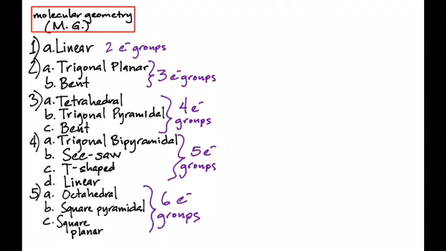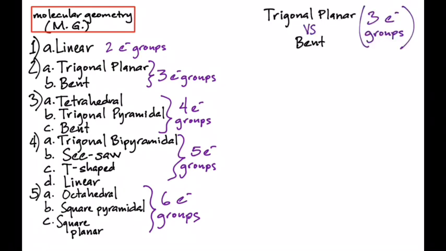So what's the difference between trigonal planar and bent? What's the difference between these 2 types of molecular geometry for a molecule with 3 electron groups? Let's take a look. So let's say that we have a molecule here with a central atom and 3 terminal atoms. So because you have 3 terminal atoms, all 3 electron groups here are bonding groups or bonding pairs, right?